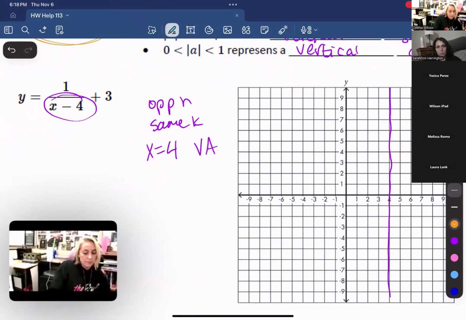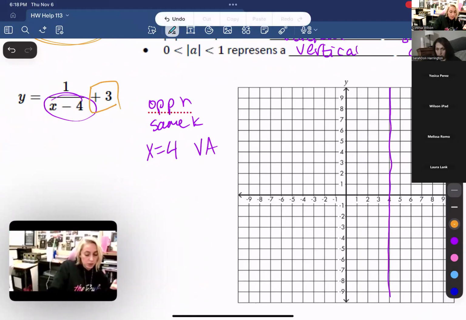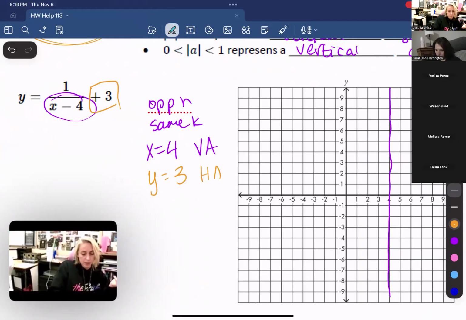All right, now, same k, this 3 out here, that's your k value. You keep it exactly as it is. That's your horizontal asymptote. So you're going to say y equals 3. That's your horizontal asymptote.